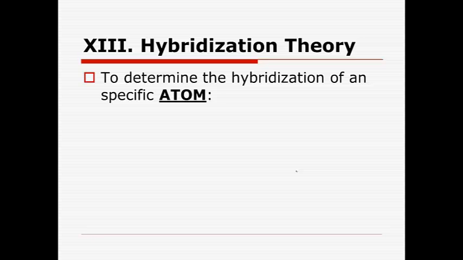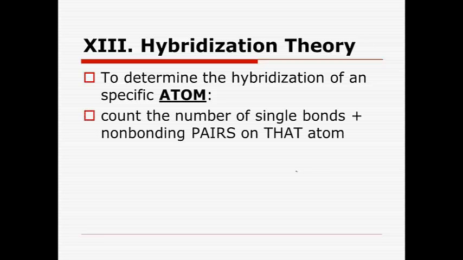Now, this is the important part you need to know, and it's a simple part. How do you figure out the hybridization of a specific atom? Well, what are the types of hybridizations we can have? Simple. All you do is count the number of single bonds that you have and the number of non-bonding pairs on an atom. If you have a double bond, you only count one of them.